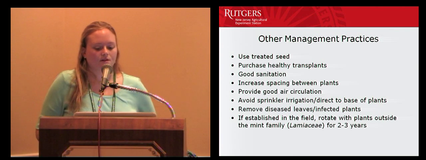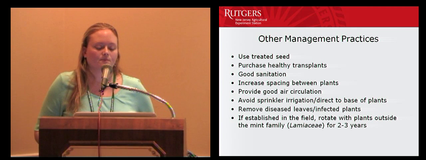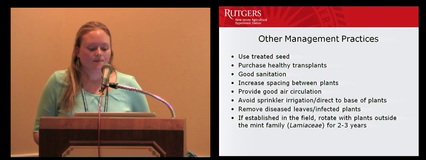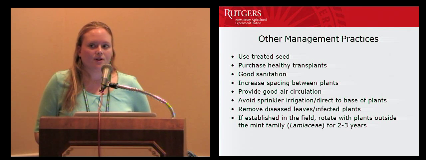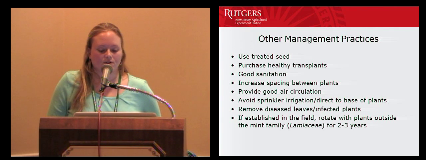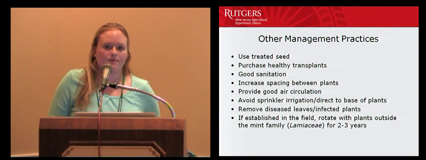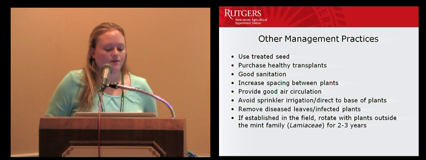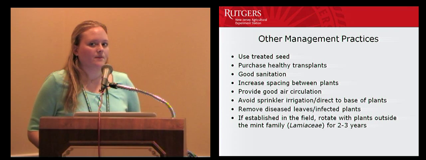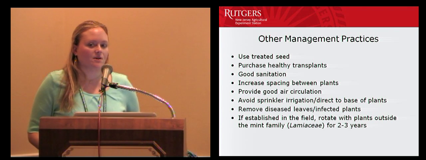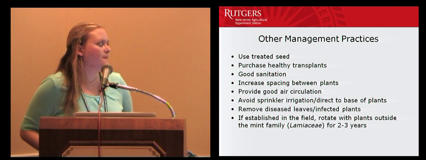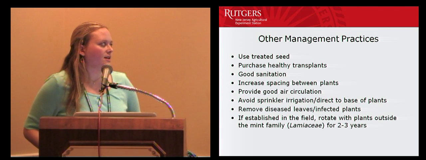Like other presentations, I want to mention some other management practices, which is using treated seed. There is that one fludioxonil treatment that can be used with Fusarium. Purchasing healthy transplants, good sanitation, throwing diseased plants away, increasing the spacing between plants for air circulation, and applying the irrigation to the base of the plants instead of overhead irrigation is a good idea if it can be done. Removing diseased leaves.